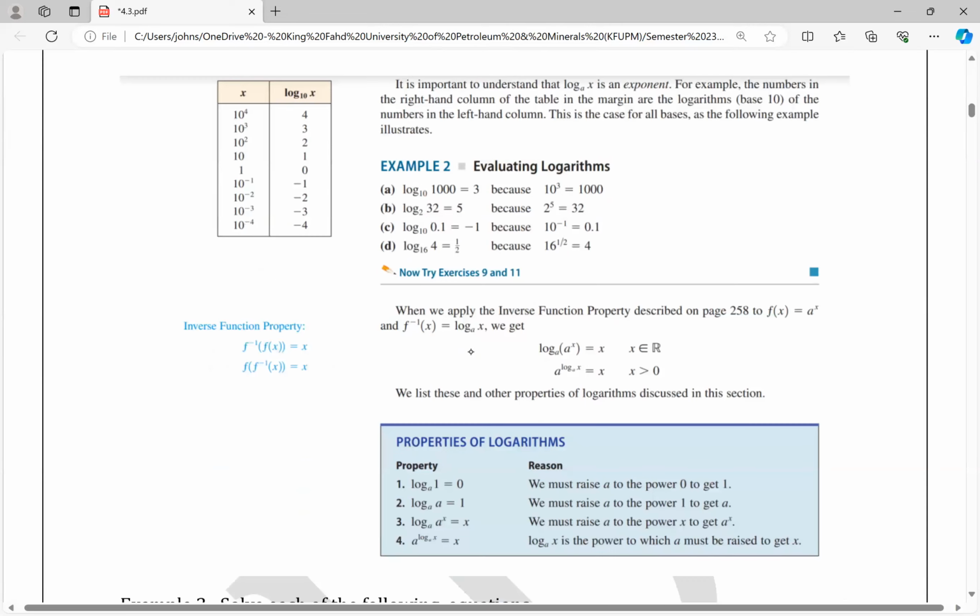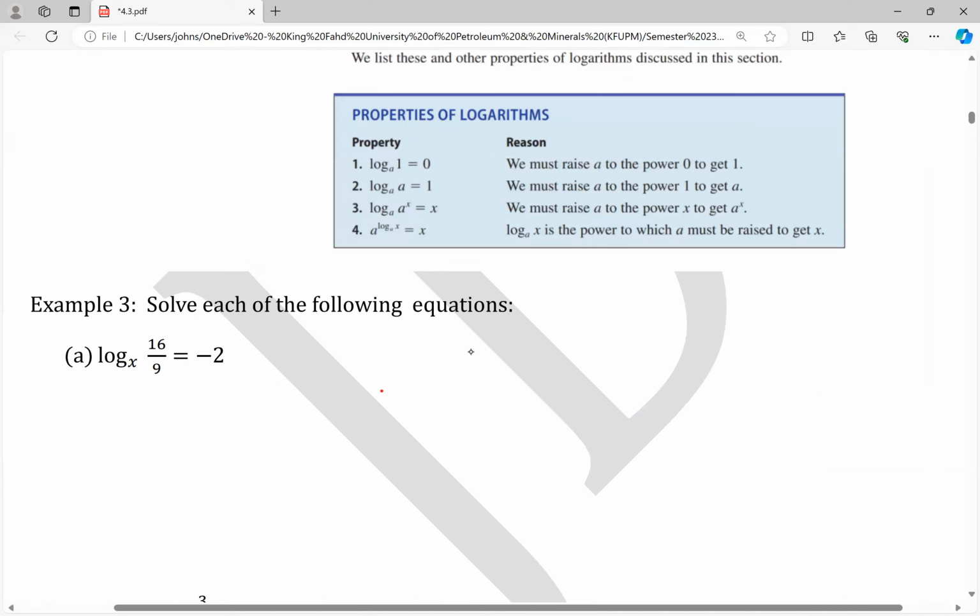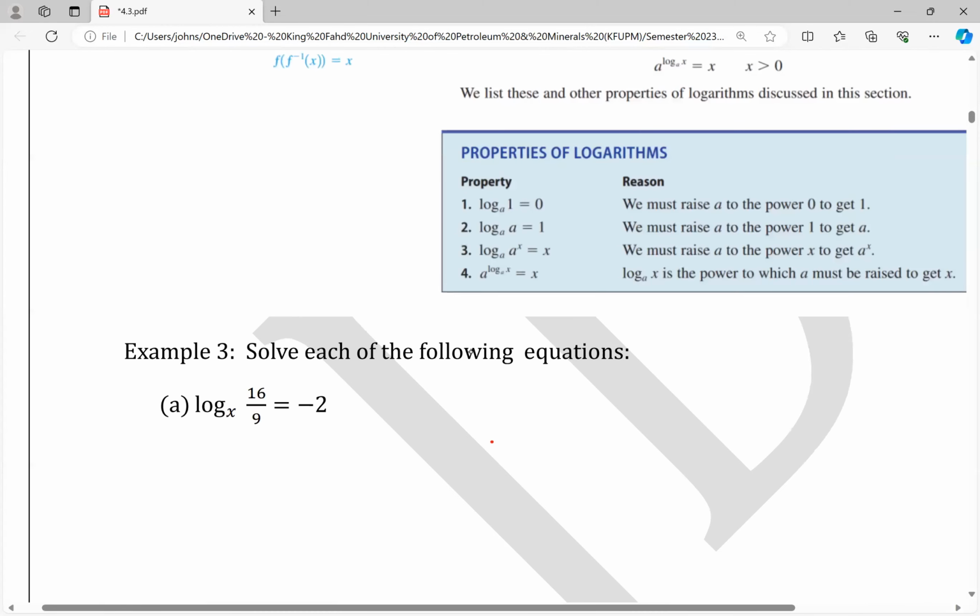So now let's see some properties of logarithm. The first property here is that log to base a of 1 is 0. Log to base a of a is 1. Log to base a of a to power x is also x. And a to the power of log to base a of x is also x. Now, I'll try to explain these laws briefly here.